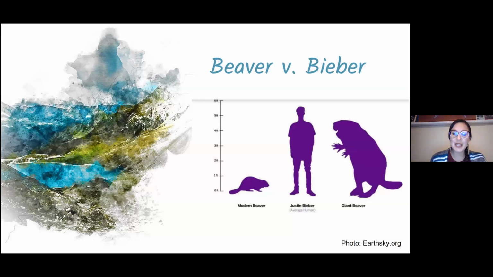The giant beaver is said to be the size of an actual average human being, which is represented here by another famous Canadian, Justin Bieber. It is said that the giant beaver had incisors the size of bananas. Can you imagine?